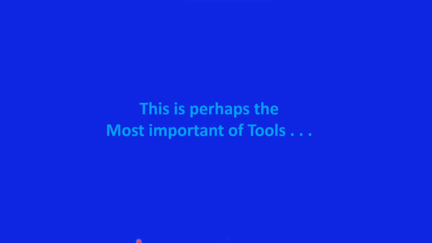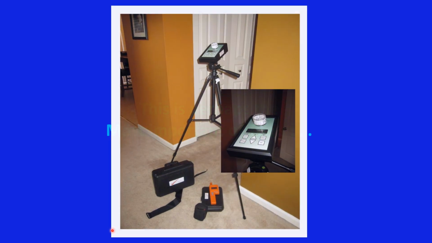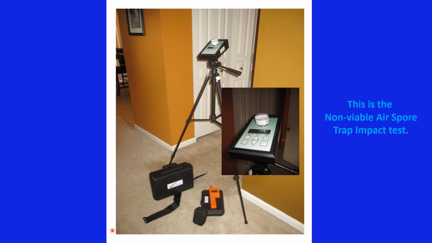Okay, this is perhaps the most important of tools. This is the non-viable air spore trap impact test. Let me explain a little bit. The little white cassette on the top is called the impactor, and this is basically a vacuum pump, all right? We take these and take a picture of every spot where we acquire a sample, including outside.